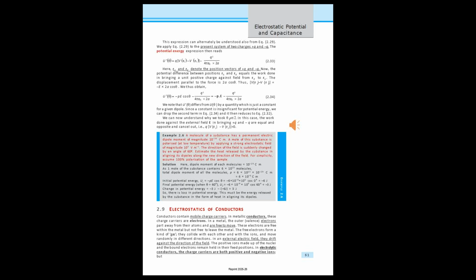Electrostatics of conductors. Conductors contain mobile charge carriers. In metallic conductors, these charge carriers are electrons. In a metal, the outer, valence, electrons part away from their atoms and are free to move. These electrons are free within the metal but not free to leave the metal. The free electrons form a kind of gas. They collide with each other and with the ions, and move randomly in different directions. In an external electric field, they drift against the direction of the field. The positive ions made up of the nuclei and the bound electrons remain held in their fixed positions.